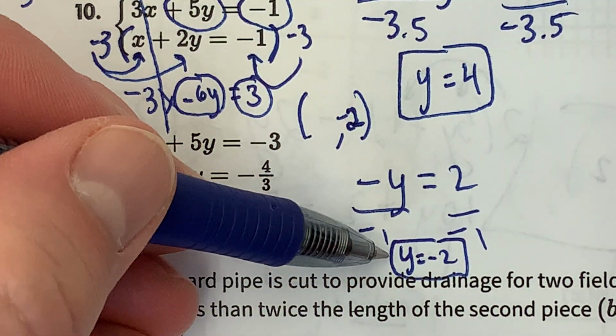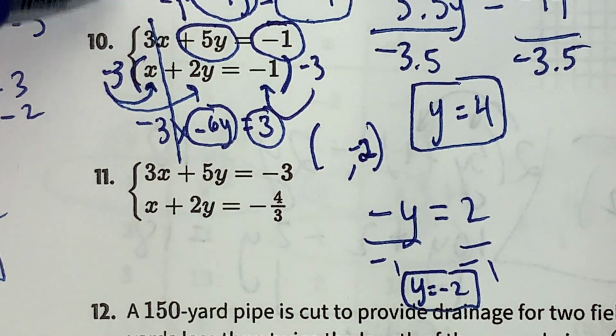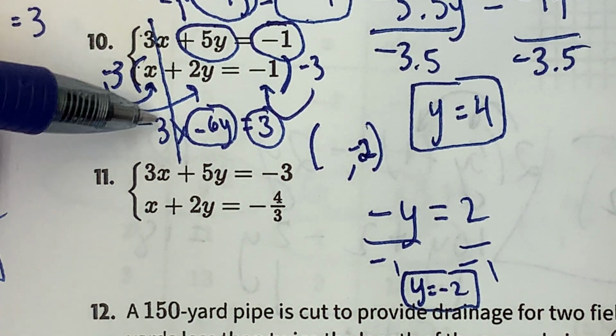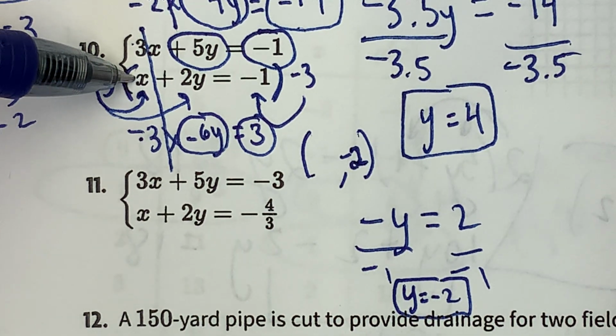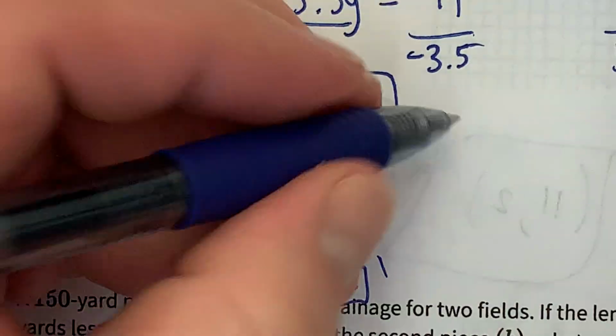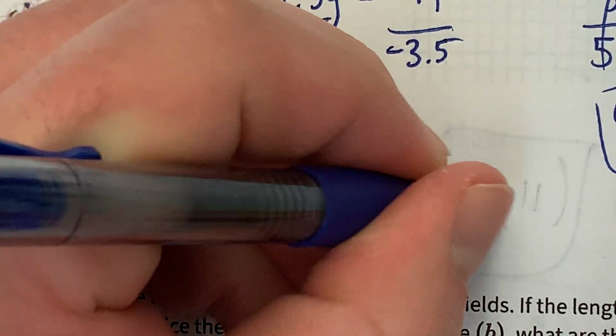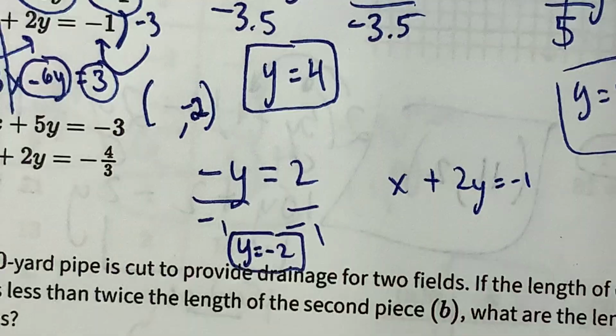How do you find the x? You plug it in, and you can plug it into top, middle, or the bottom. I'll do the middle this time. Looks a little cleaner. X plus 2y equals negative 1. I'm going to write that down. X plus 2y equals negative 1.